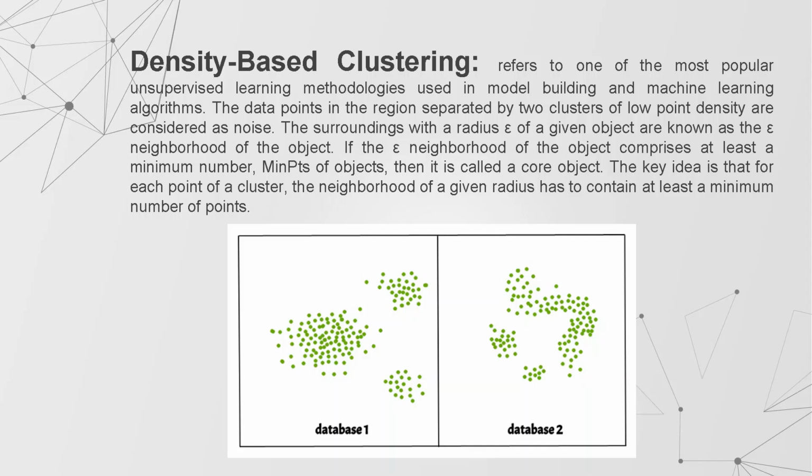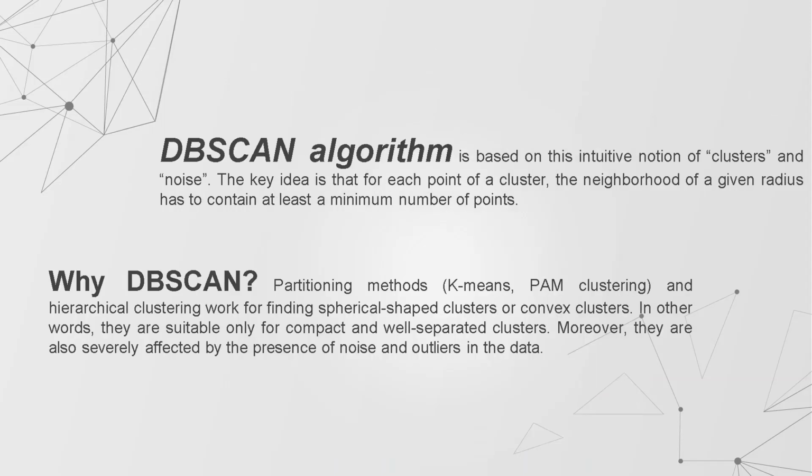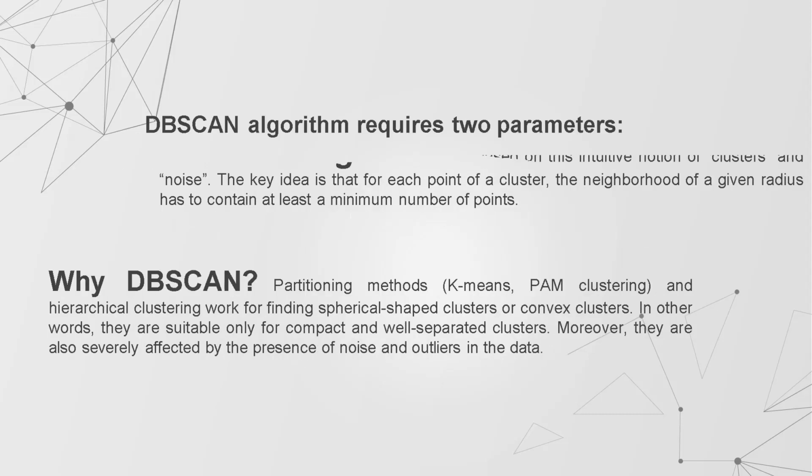a core object. The key idea is that for each point of a cluster, the neighborhood of a given radius has to contain at least a minimum number of points. Here we have our database 1 and database 2. DBSCAN algorithm is based on this intuitive notion of clusters and noise. The key idea is that for each point of a cluster, the neighborhood of a given radius has to contain at least a minimum number of points.